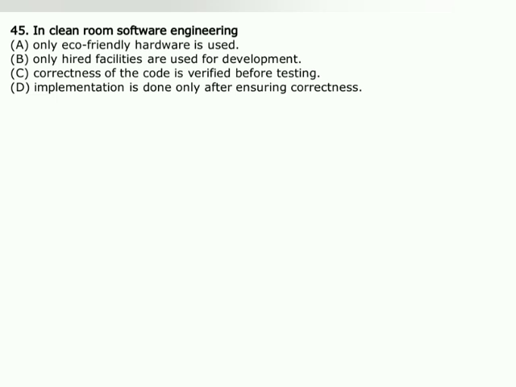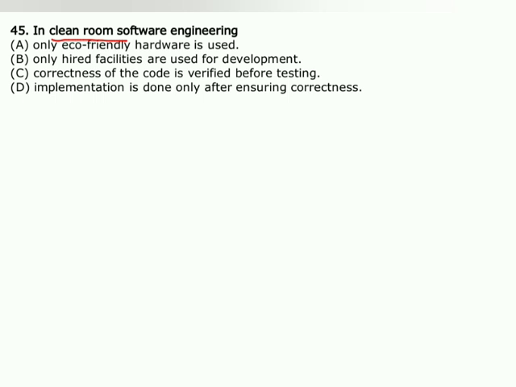In clean room software engineering, what do we do? Clean room software engineering is a software development process designed to produce highly reliable software with minimal defects. It mainly focuses on preventing defects rather than fixing them after testing, and aims for near zero defects in the final product. So the name denotes a clean room. That means it is very clean, the room is very clean without any defects, so there is no dust or anything in the room. So we focus on preventing the defects rather than fixing them after testing, and we aim for near zero defects.